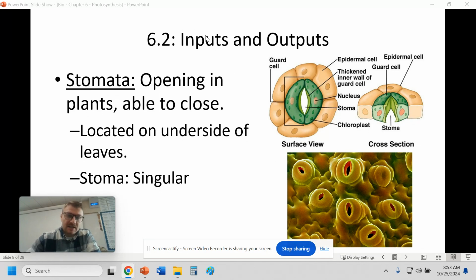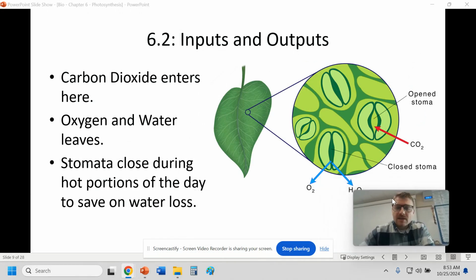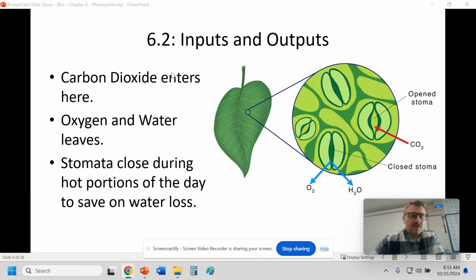Inputs, think about in, meaning they take them in and actually use them. Outputs are like the products. This is what they produce. This is how the plant actually kind of breathes. They can open and close these stomata and allow for gas exchange to occur. The stomata are where the plants take in carbon dioxide, and they allow oxygen and water to leave.